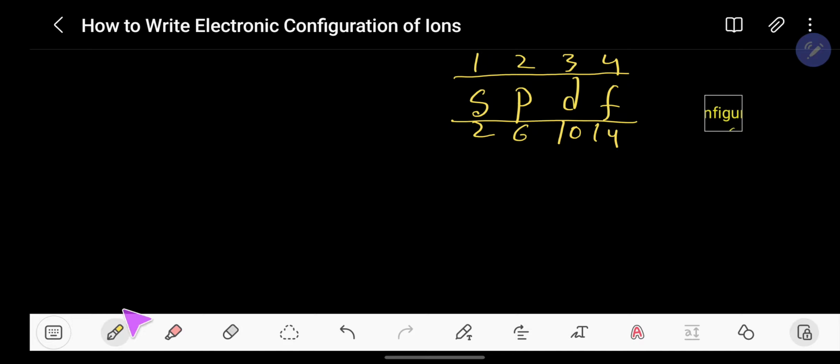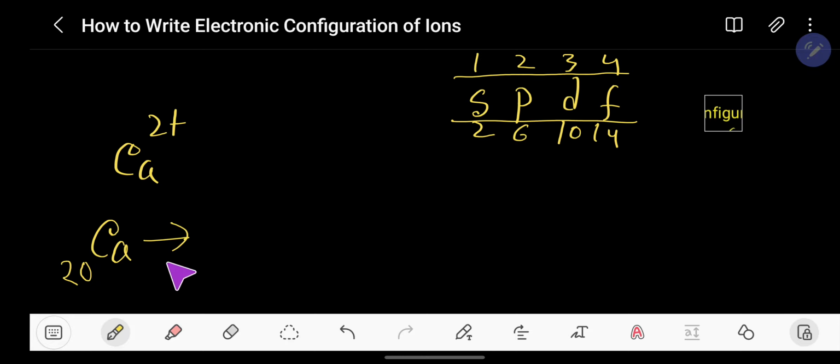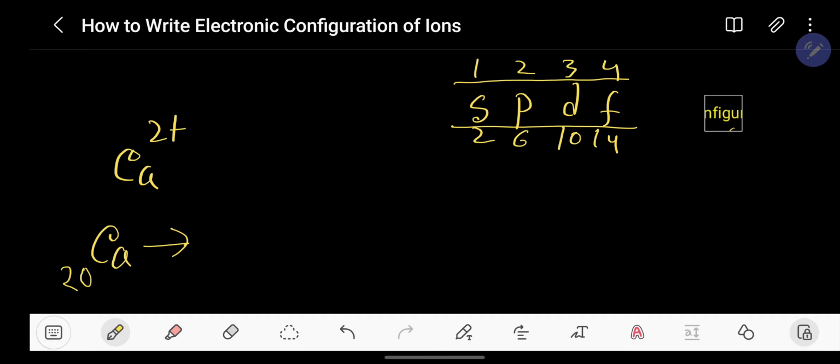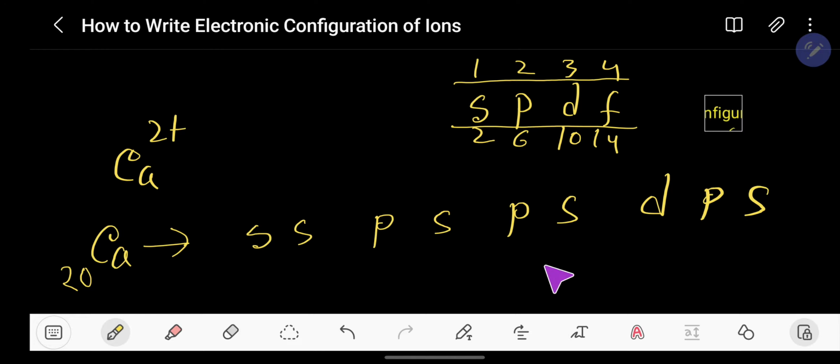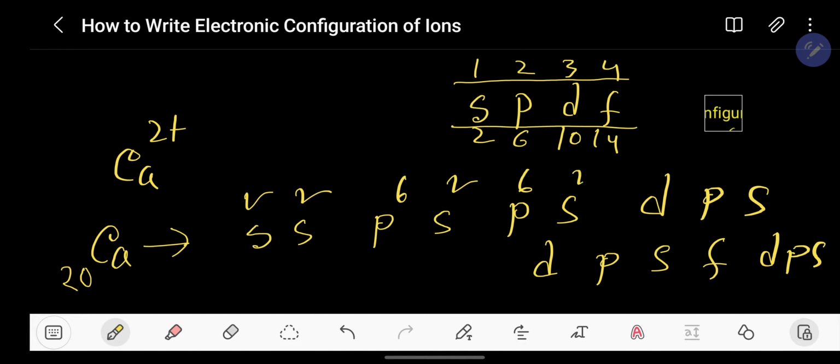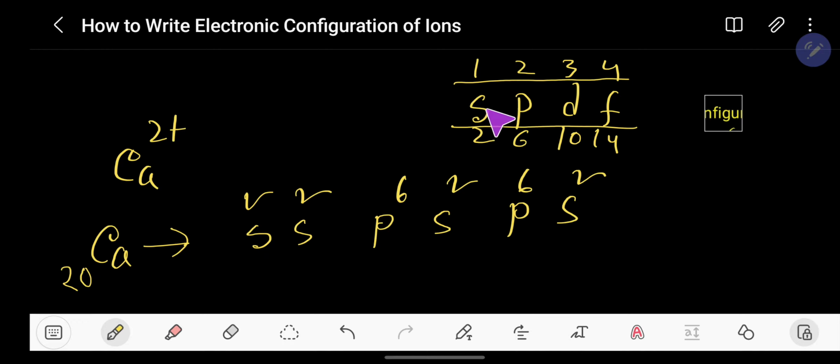Now write the electron configuration of calcium 2+. You know that the neutral atom of calcium has 20 electrons because its atomic number is 20. So let us write the electron configuration of calcium. We have to write s, then ps, then dps, then fdps. Actually, this is the fastest way to write electron configurations. We have 20 electrons, so 2, 4, 10, 12, 18, 20. So we don't need the remaining subshells. s starts from 1s, then 2s, 3s, 4s, and p starts from 2p, then 3p, right?